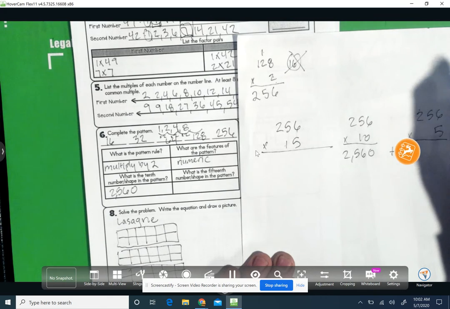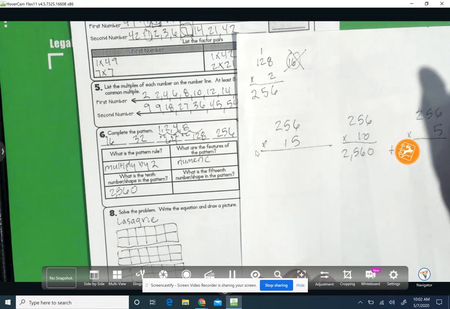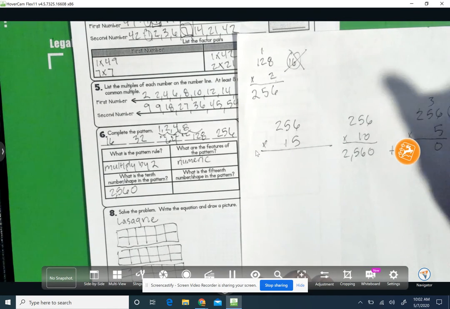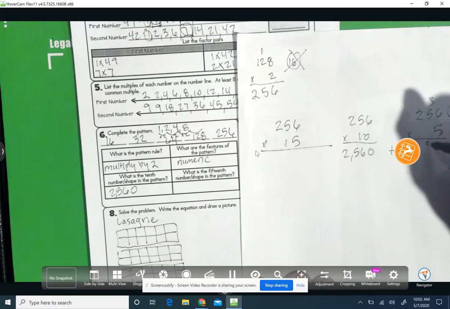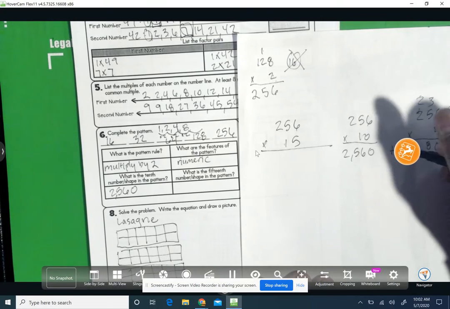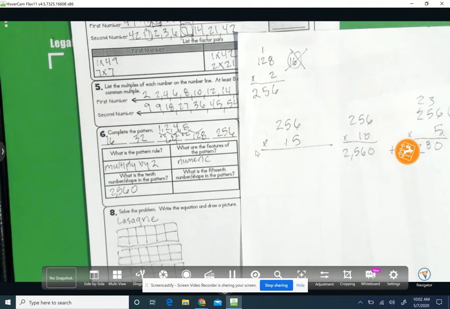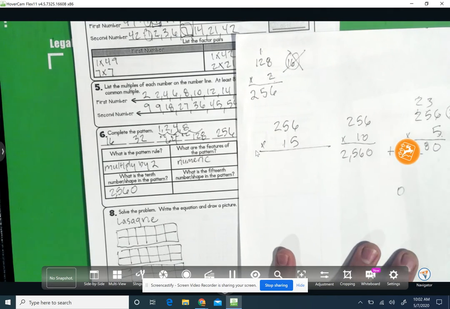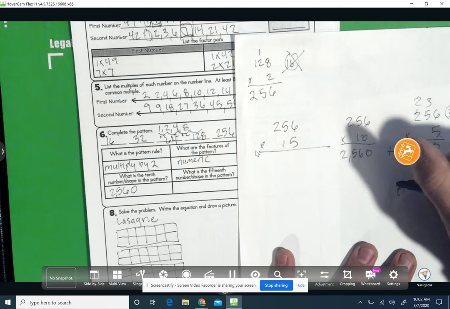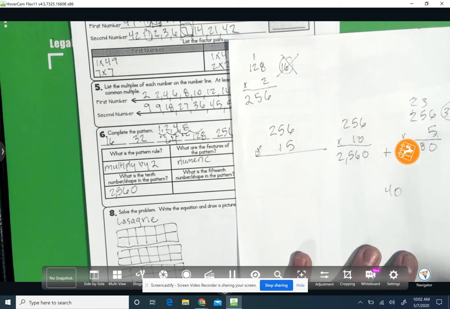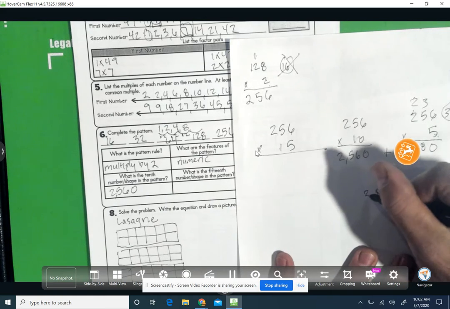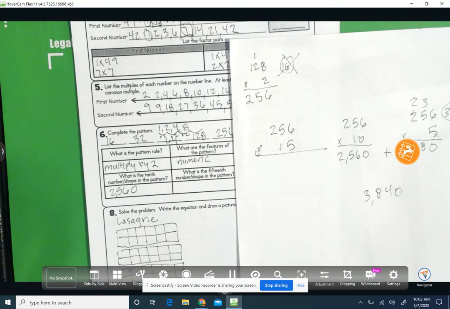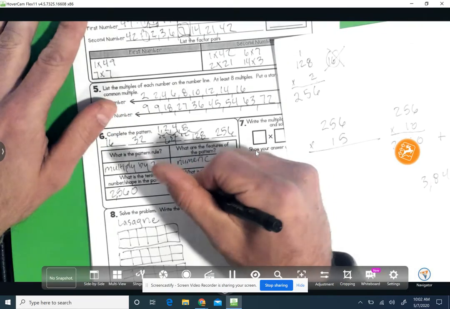256 times 5, and we end up with 6 times 5 is 30, 2-digit number, circle it, got to do something with it, put the 0, carry the 3, 25, 28, 10, and 12, plus 1,280, and we end up with a 0 in the ones place. We end up with a 4 in the tens place. We end up with an 8 in the hundreds place, and a 3 in the thousands place, 3,840.